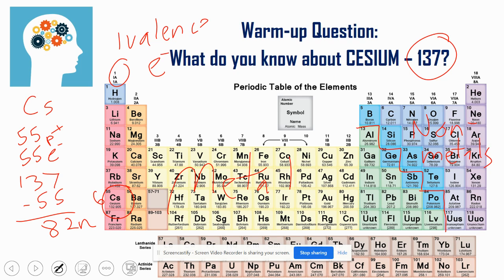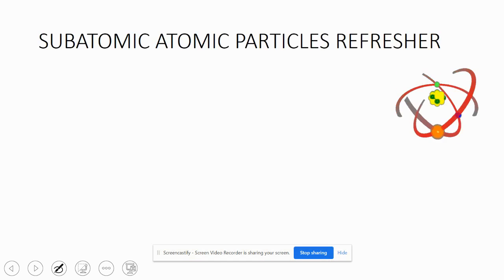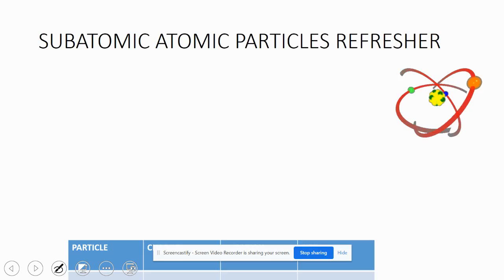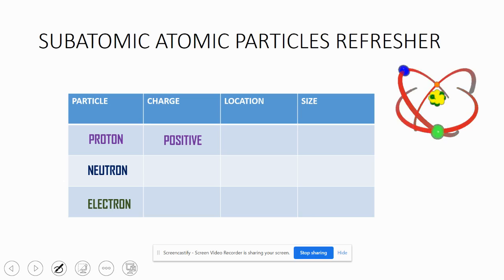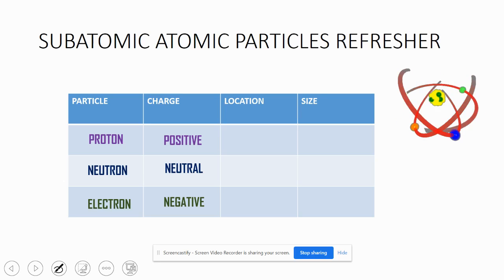So let's get into reviewing what we know about atoms. What do we know about the subatomic particles that are in atoms? So let's take a look at those. We have protons, neutrons, and electrons. We know that the charge of the proton is positive, the neutron is neutral, and electrons are negative. I always think of protons as positive, and it's a way that Mr. Joyce kind of taught us that.